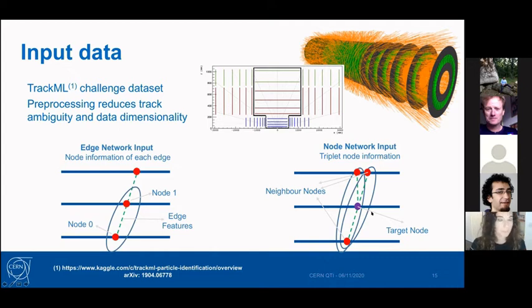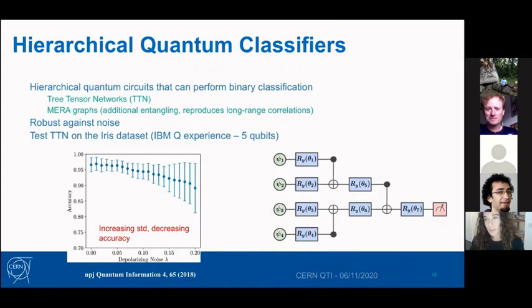So what are the architectures we use? We use hierarchical quantum classifiers, and in particular, tree tensor networks. The idea is that they are simple to implement. You can see an example of a tree tensor network here, where you have alternate layers of rotations and entanglement gates. It has also been proved that they are rather robust against noise, although all the simulations that we've done so far for our tests do not include noise.